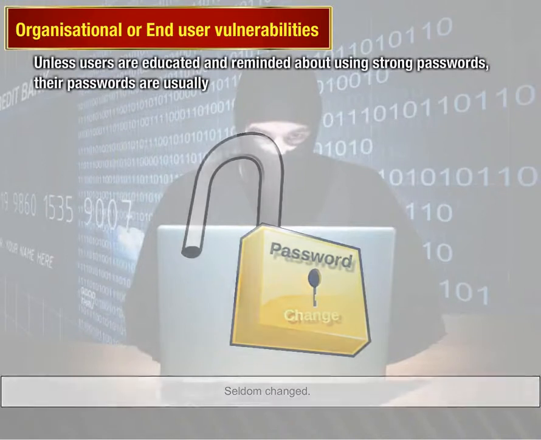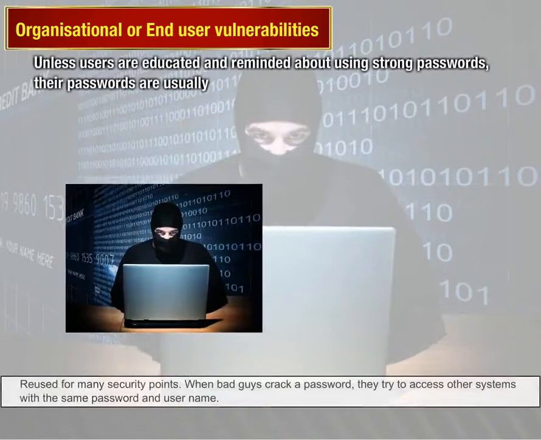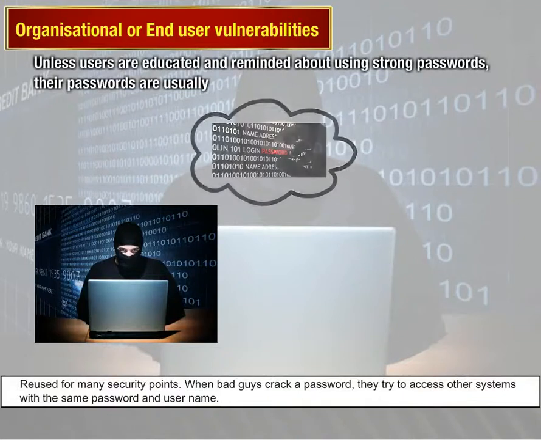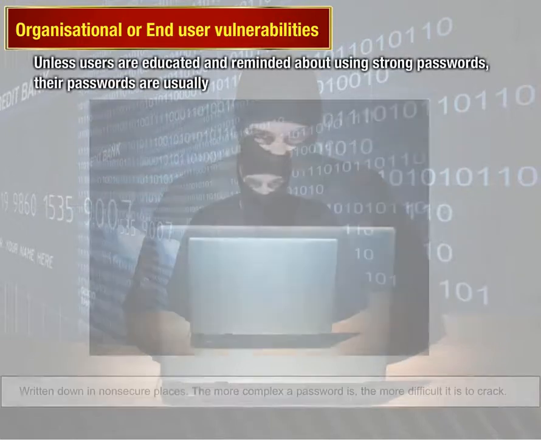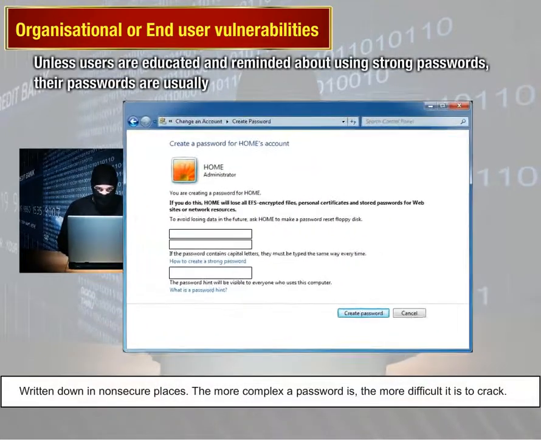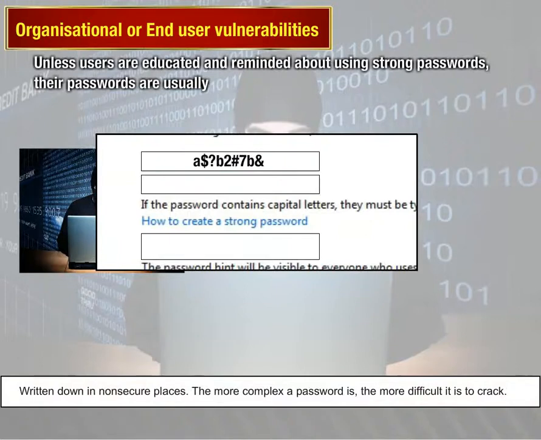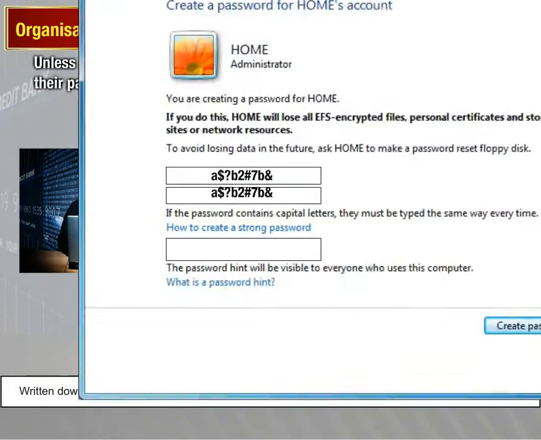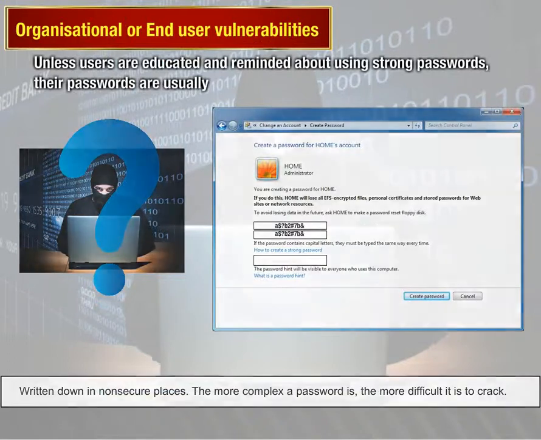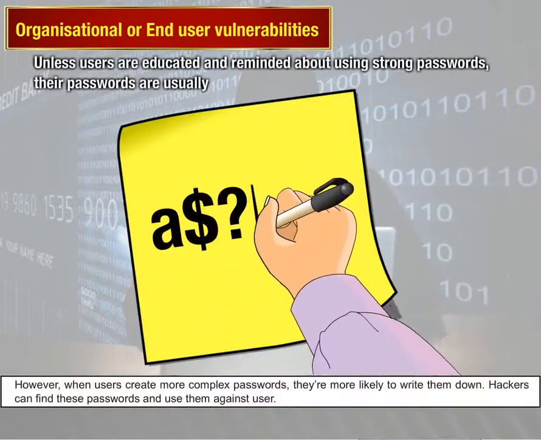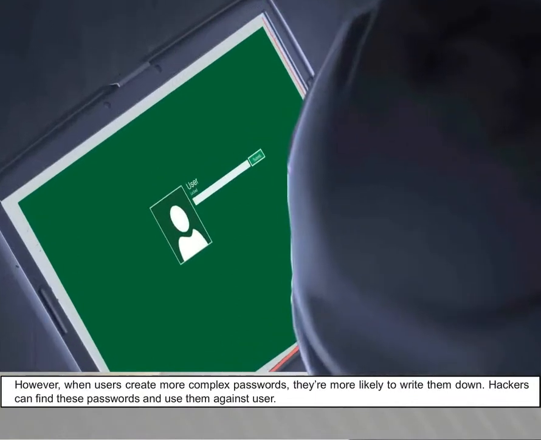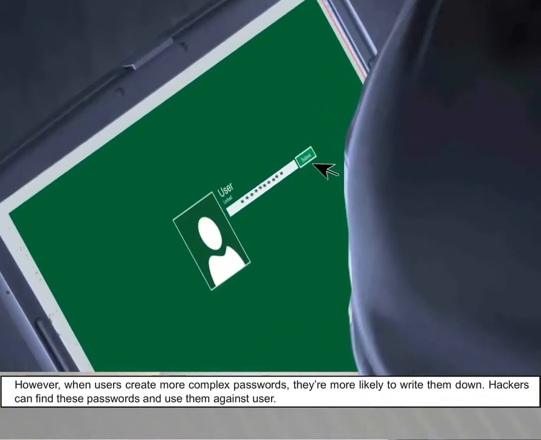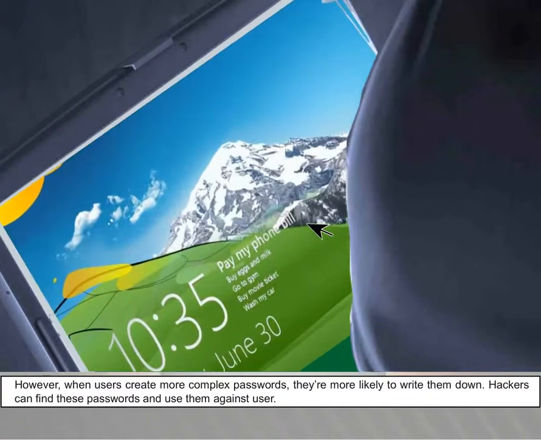Passwords are seldom changed. Reused for many security points. When bad guys crack a password, they try to access other systems with the same password and username. Written down in non-secure places: the more complex a password is, the more difficult it is to crack. However, when users create more complex passwords, they are more likely to write them down. Hackers can find these passwords and use them against the user.